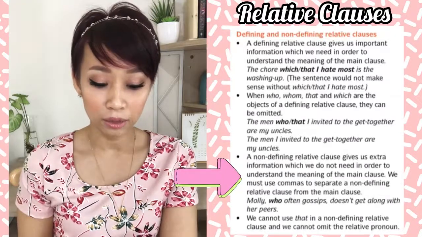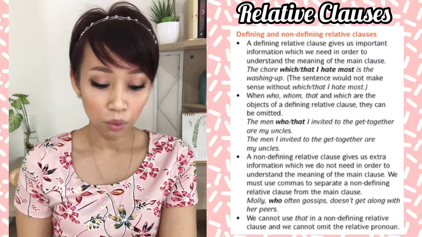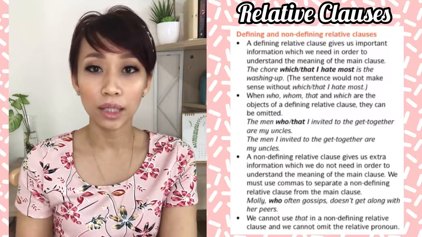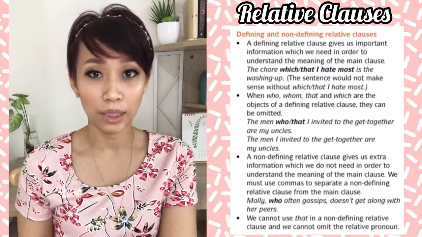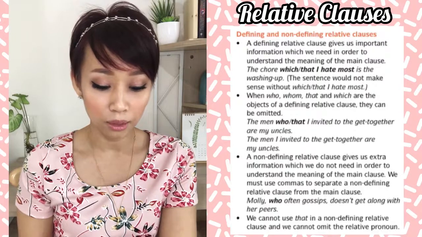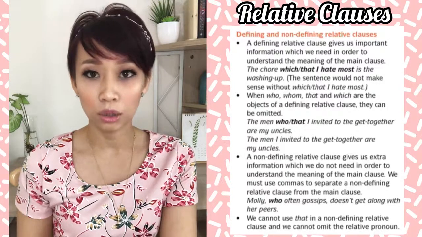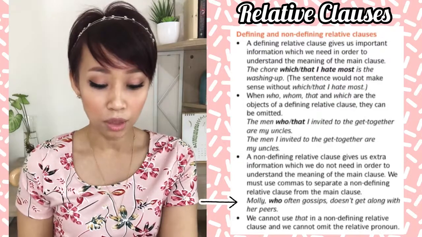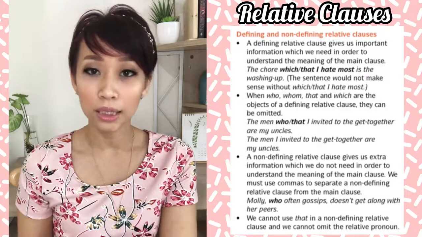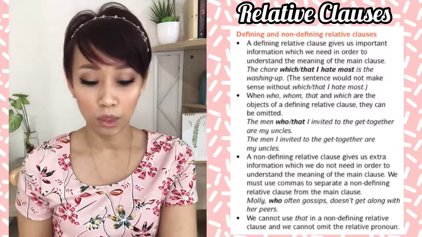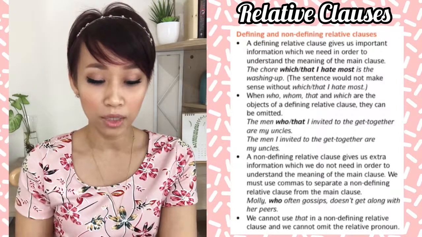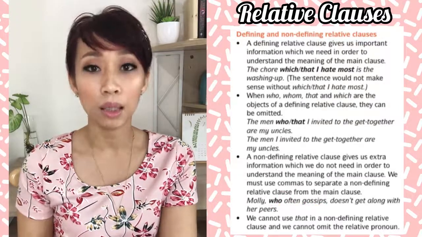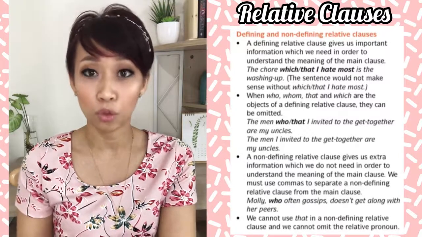A non-defining relative clause gives us extra information which we do not need in order to understand the meaning of the main clause. Ya, maksud dia sini, kalau tiada extra ayat itu pun, kita masih faham maksud utama ayat itu. We must use commas to separate a non-defining relative clause from the main clause. So kalau kita mahu tambah maklumat ekstra ini, kita mesti tambah koma. Okay, for example here, Molly, who often gossips, doesn't get along with her peers. Molly yang sentiasa bergosip, tidak bergaul dengan kawan-kawan dia. Okay, kalau kita buang non-defining relative clause ini, iaitu who often gossips, kita masih tahu yang si Molly ini tidak bergaul dengan kawan-kawan dia. So, maksud dia tidak berubah.